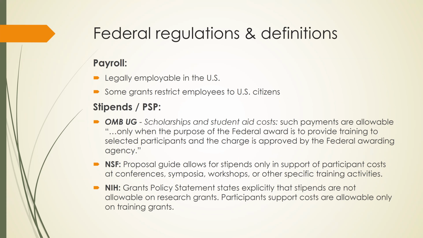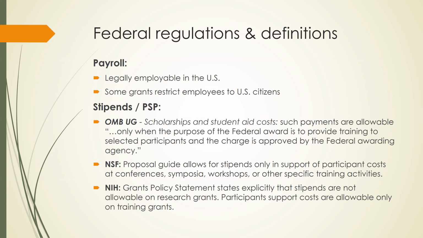So to start with the regulations and definitions in the federal environment that pertain to payroll versus stipends, paying payroll to a student can sometimes be limited by, obviously, whether the student is actually legally employable in the United States. And then some specific grants and some specific funders restrict employees also to be US citizens only. So that can obviously be a limitation depending on what types of students you would like to include in your sponsored projects.